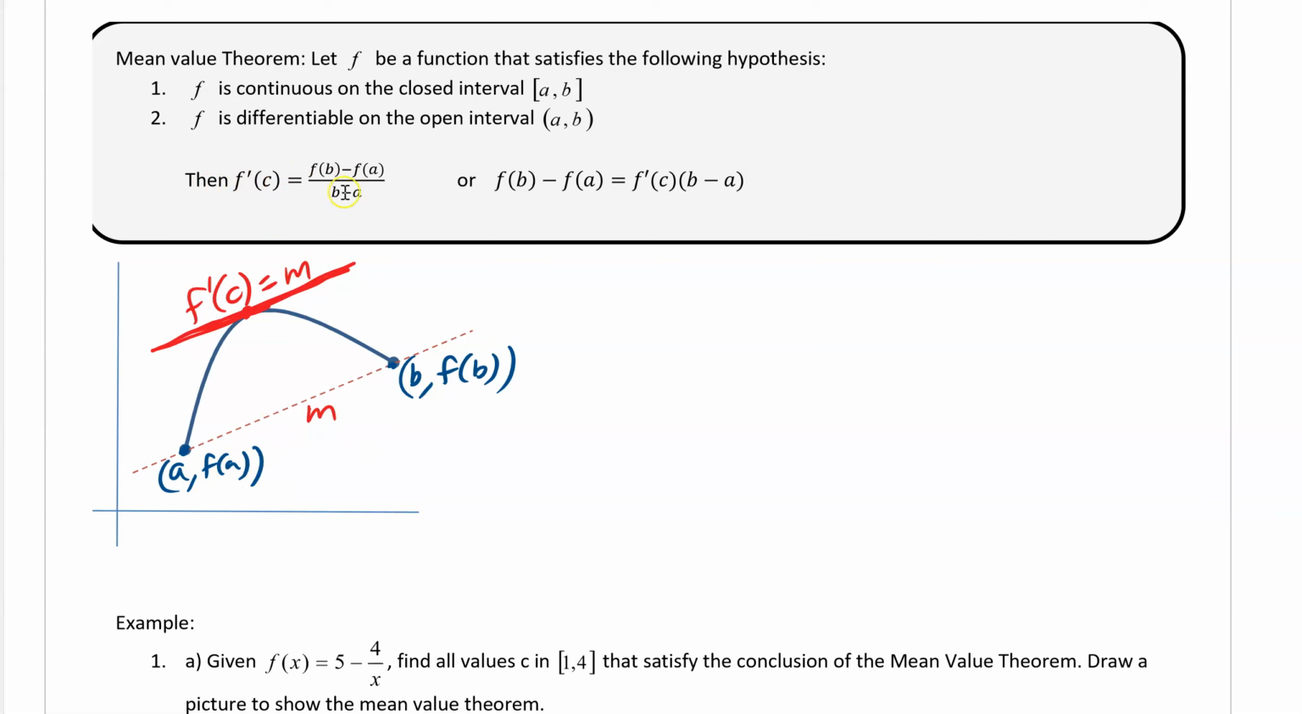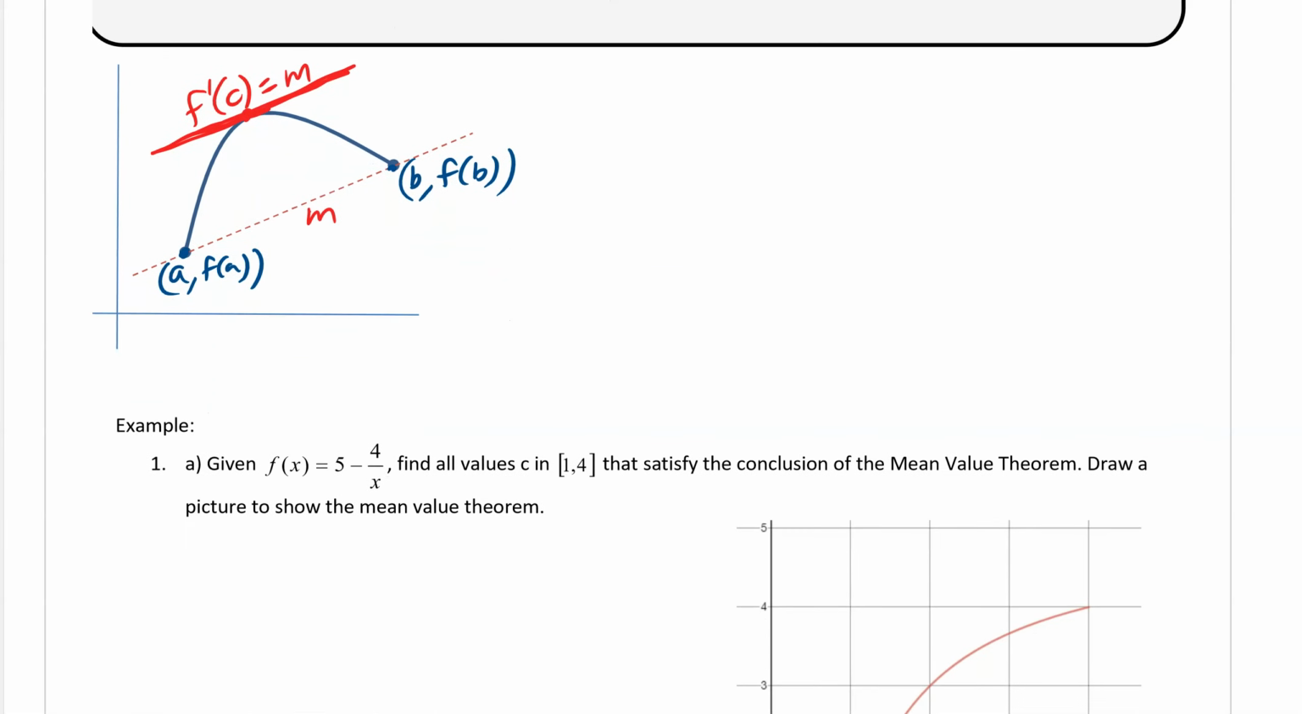So in this situation, if f is continuous on a closed interval, here a, b, and it's differentiable on that interval as well, then there has to be some tangent line in there, f prime of c, that will equal the slope that these two points create. So let's look at an example of this to show you what I'm talking about.